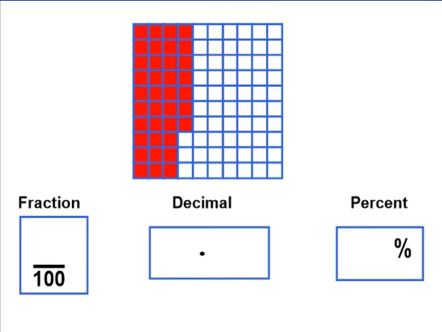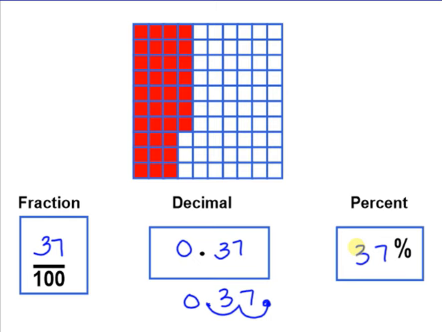Okay, so let's try this one here. Okay, so what fraction is this? This is 37 out of 100. How do you write that as a decimal? 37/100ths, 0.37. Now, how do I take this and make it a percent? Well, if I have 37/100ths, I take the decimal and move it 2 spots to the right, so now it's 37%. Now let me show you how to go the other way.